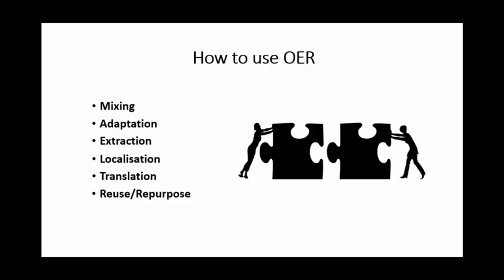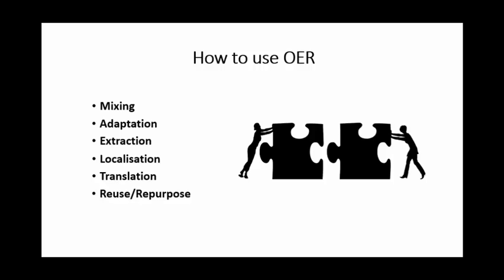The fourth method is localization. This means changing an OER to suit the specific needs of the place where you are teaching. If an OER was created in a different country for a different level of education system, you can transform it to fit the needs of your course without a problem.